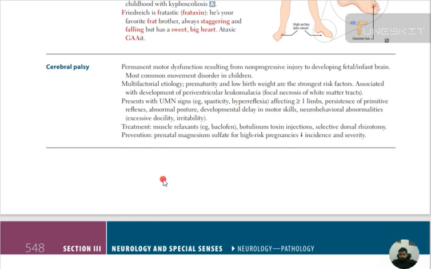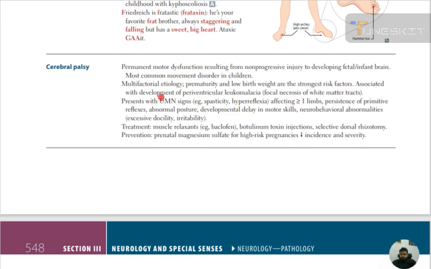So the next topic is cerebral palsy. It is permanent motor dysfunction resulting from non-progressive injury to the developing fetal or infant brain. So it is an abnormality which occurs by birth, the most common disorder in children. It has multifocal etiology. There are different causes like prematurity and low birth weight. These two are the strongest risk factors.